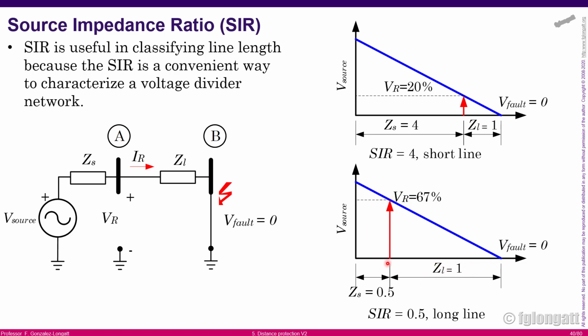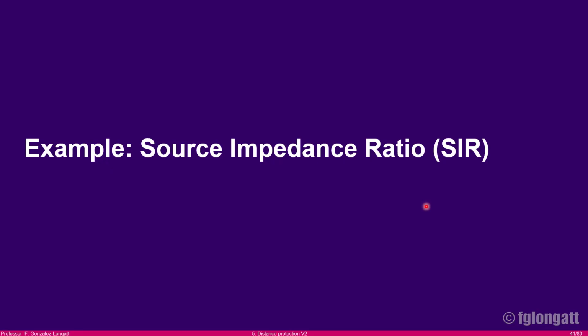But the important aspect here is what will be the voltage at the relay location. In this case, because we have a relatively long transmission line and more impedance in the line, we will have a relatively high voltage. You can see that it is around 66, 67% of the rated voltage.